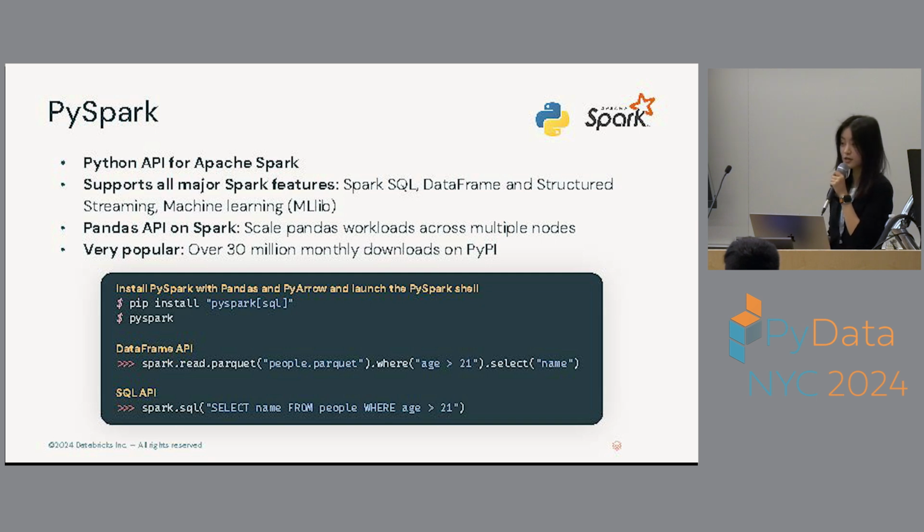PySpark is very popular. It has more than 30 million downloads on PyPI monthly. And it's actually super easy to get started. You just pip install pyspark, and it will just work. You can also install the additional SQL dependency, which will install the pandas and PyArrow dependencies for you. It is very important if you want to use all the Arrow-optimized features in PySpark. So after you install PySpark, you can use the interactive shell to either use the DataFrame API or the SQL API to do any data transformations.